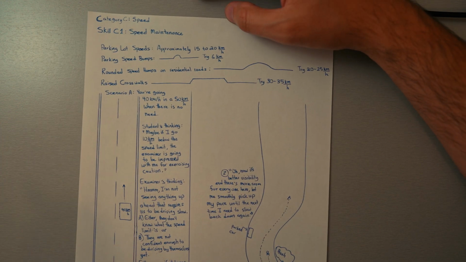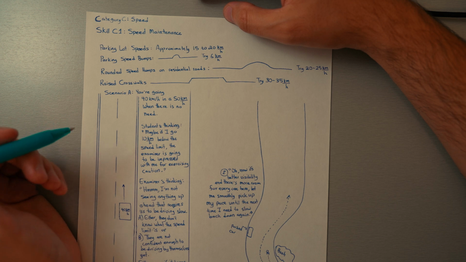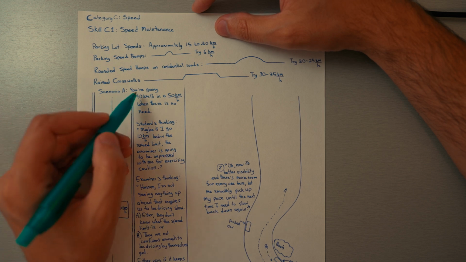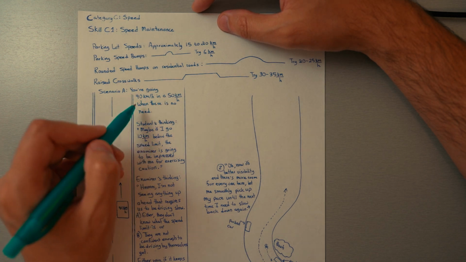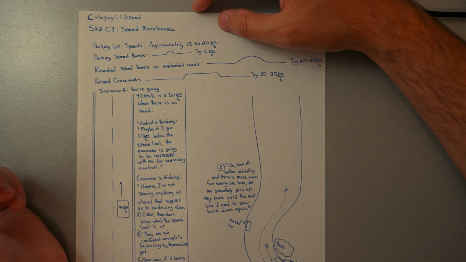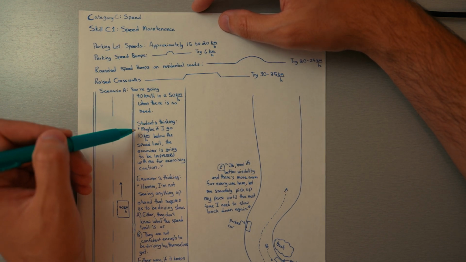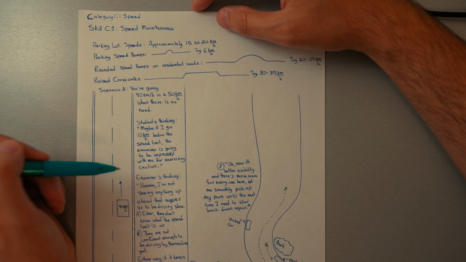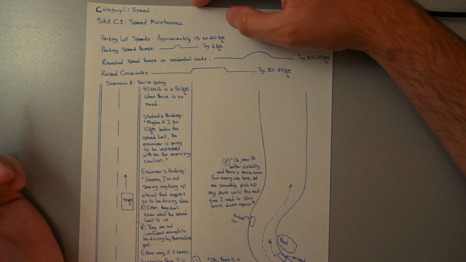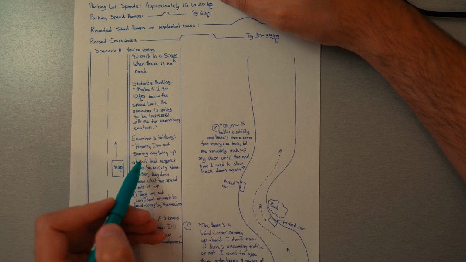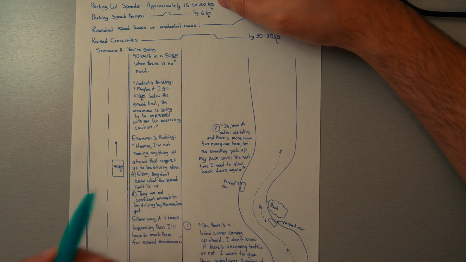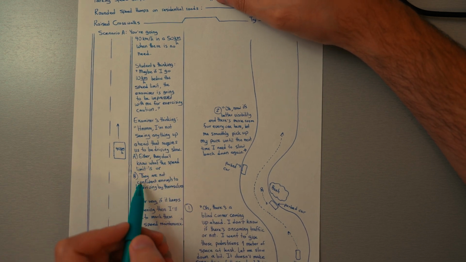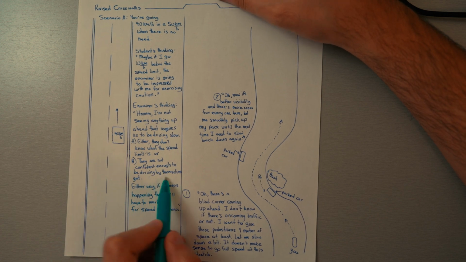Now, one of the scenarios students will encounter on the test is they might be going 40 in a 50 zone when there's no need. Okay, so here's the thing, a student is thinking, maybe if I go 10 kilometers below the speed limit, the examiner is going to be impressed with me for exercising caution. However, the examiner is thinking, I'm not seeing anything up ahead that requires us to be driving slow. So one of two things, either they don't know what the speed limit is, or they're not confident enough to be driving by themselves yet.